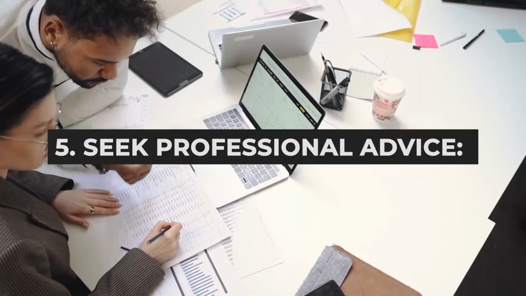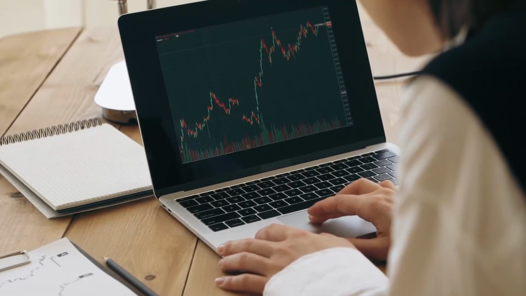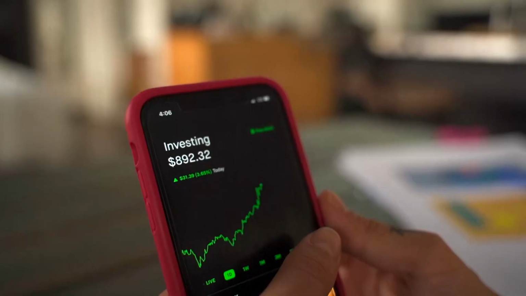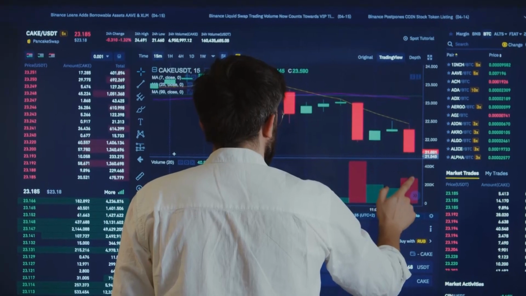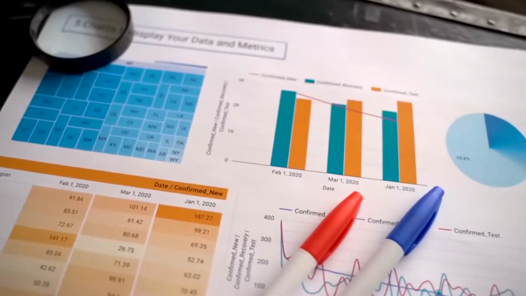5. Seek professional advice. If you lack the time or expertise to manage your investments, consider consulting a financial advisor. They can provide personalized guidance based on your financial goals, risk tolerance, and market expertise.